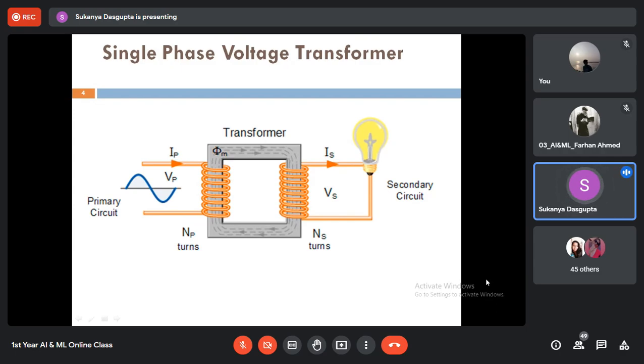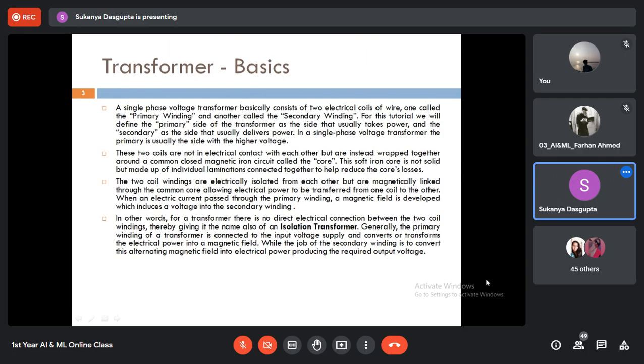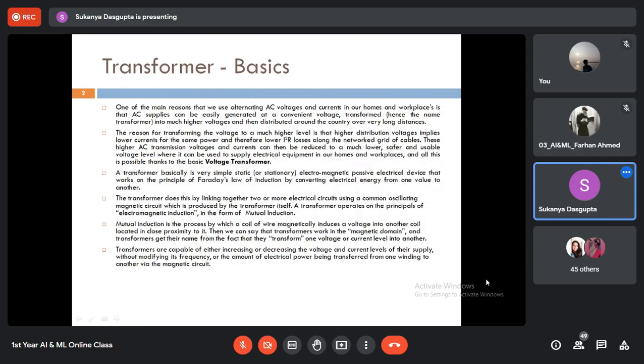So depending upon this bonding between the two coils, more output will be obtained. The more EMFs will be generated at the secondary side. Okay, so we can see that transformers work in the magnetic domain, and transformers get their name from the fact that they can transform one voltage or current level into another.